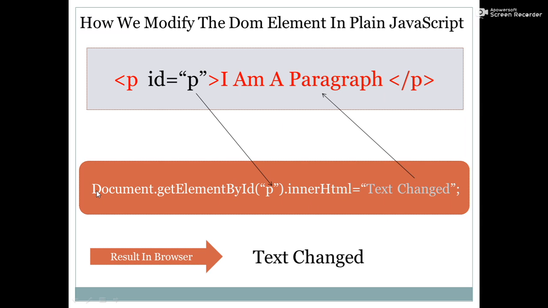When this is saved and the browser refreshes this script, the result will be that the text changes. "I am a paragraph" inside the DOM will be changed to "text change" due to the script, because this line is changing this text into this. And this part right here is just a reference of the paragraph. So inside the browser you get "text change".